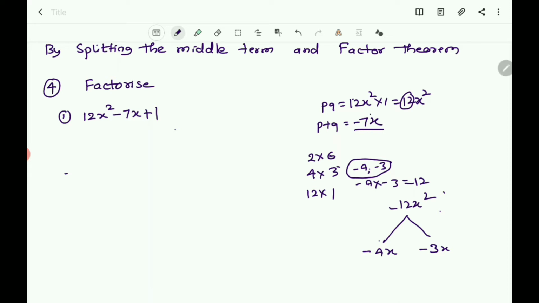So here you can split the middle term minus 7x as, first you write the first term as it is. The second term, which is the middle term, you have to write as a sum of 4x and 3x. So minus 7x is written as minus 4x minus 3x. In this way the middle term is split into 2 terms. Plus 1 you write as it is. Next you make the group of the first 2 terms and the last 2 terms.